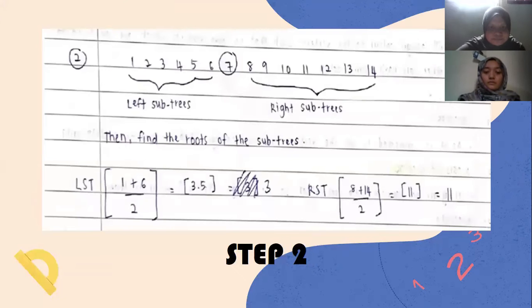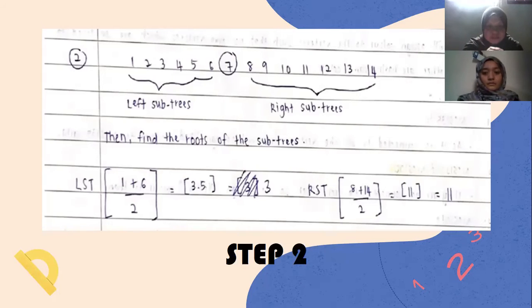So for the next step, we will state the numbers 1 until 14 again, and we will circle the number 7, as 7 is the root from the first step that we just got. Basically, when we circle the number 7, we will have left subtrees and right subtrees. From these two subtrees, we will find roots. So we will do the same as step 1.